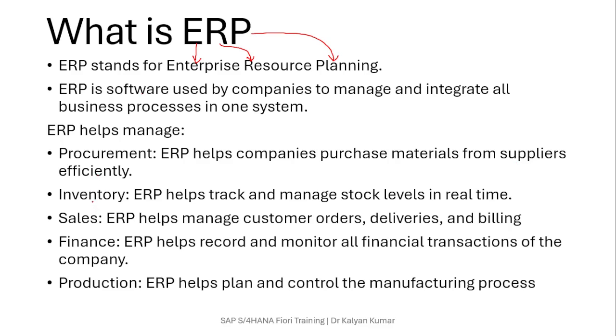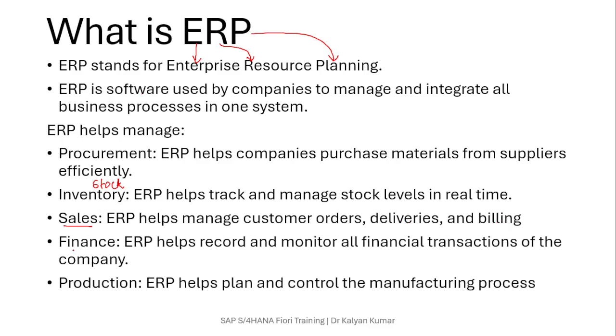Now, let us go for inventory. What is this inventory? Inventory is nothing but stock present in warehouse. What is warehouse? Warehouse means it is a place where we are going to store entire stock. Now, what the job of ERP? ERP helps track and manage stock levels in real time. Now, let's go for sales. ERP helps manage customer orders, deliveries, and billing.